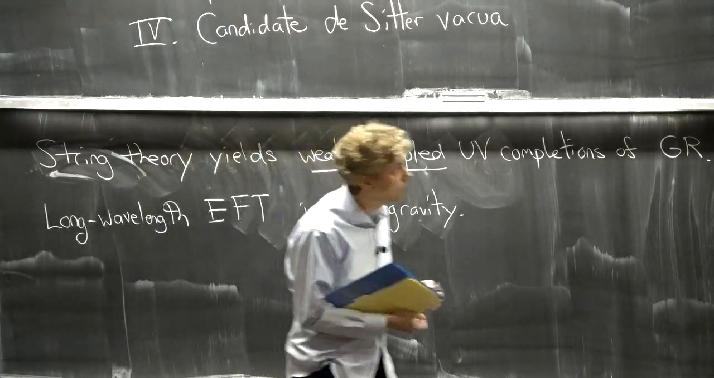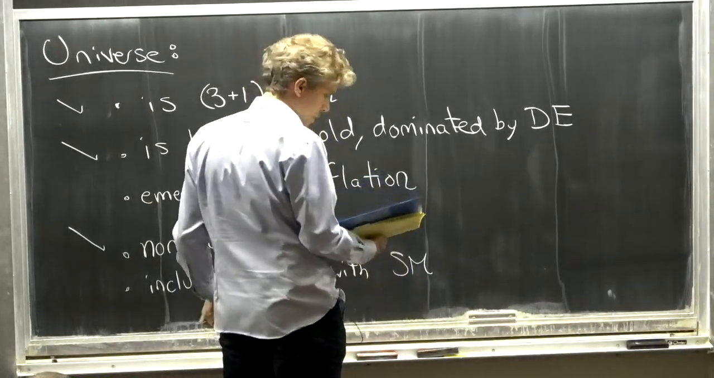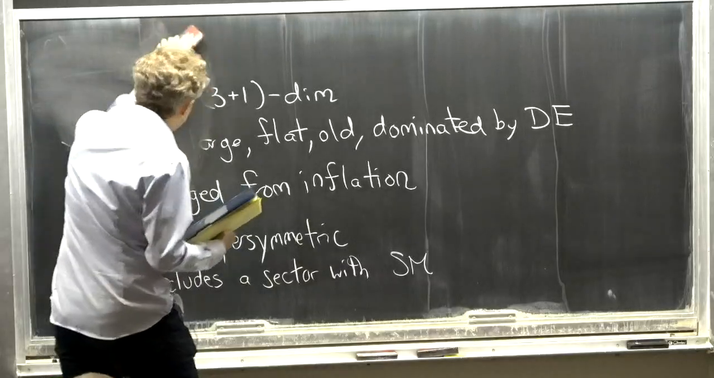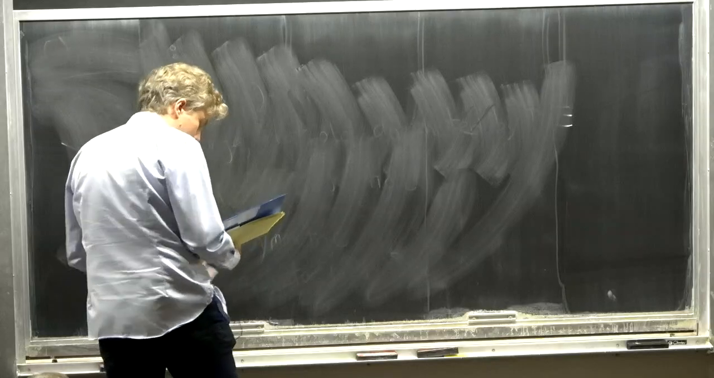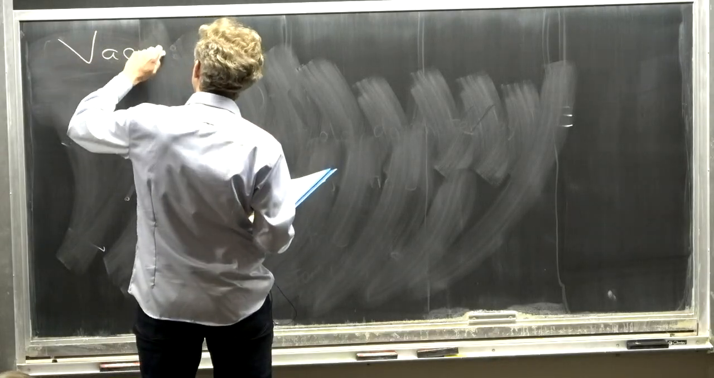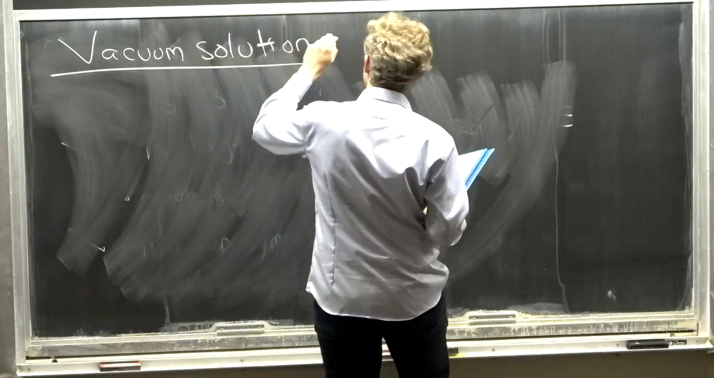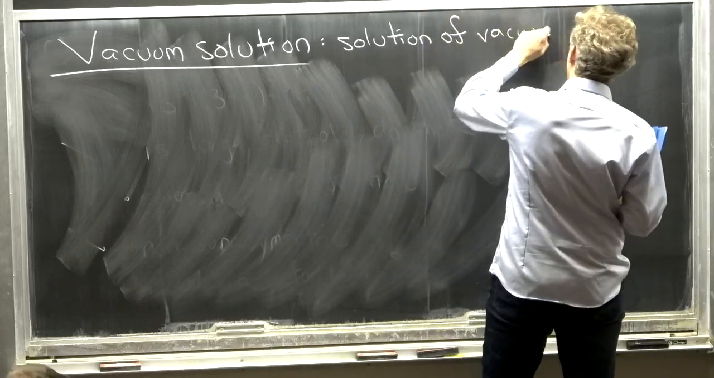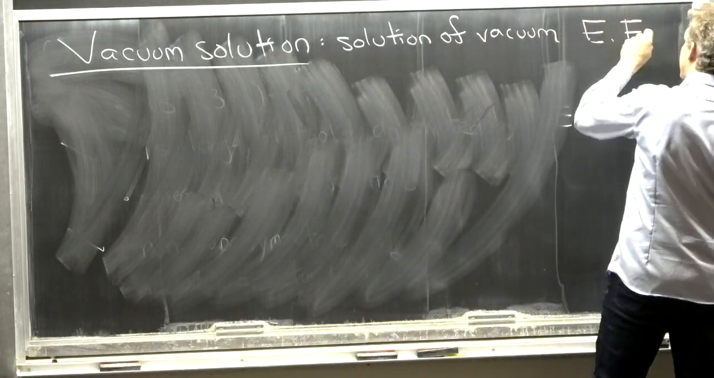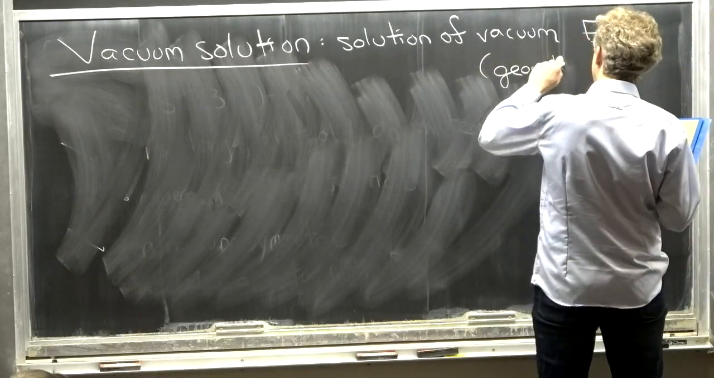Now, let's introduce some helpful terminology. We're going to define a vacuum solution to be a solution of the vacuum Einstein equations. So we talk about string vacua all the time. Let's be very specific about what we mean. So a vacuum solution is a solution of the vacuum Einstein equations. Okay, that is to say it's a pure geometry, like you're familiar with from regular GR.